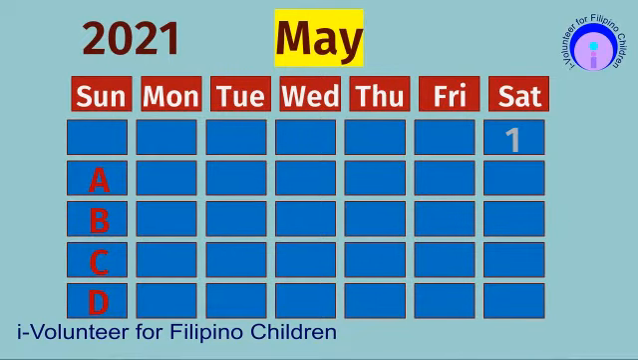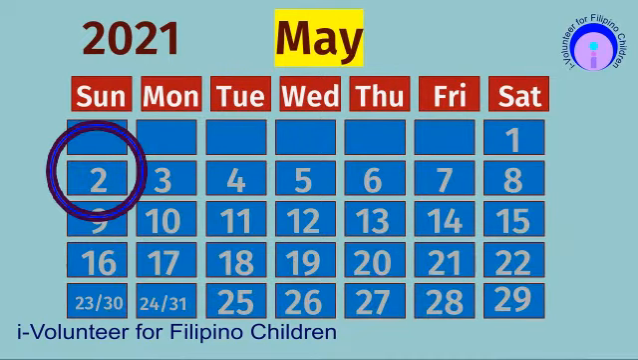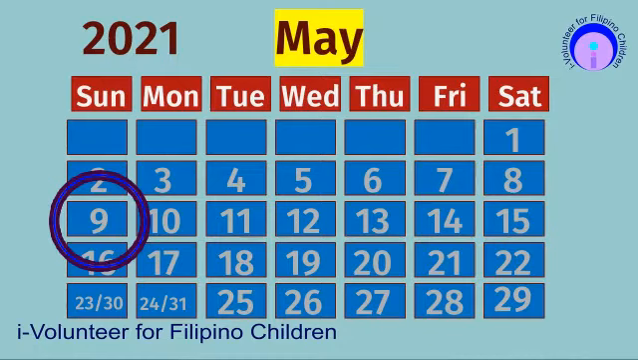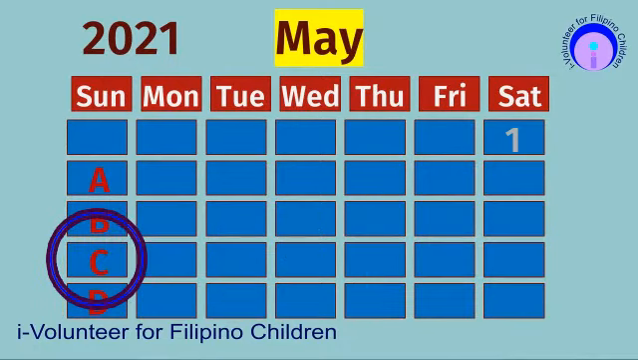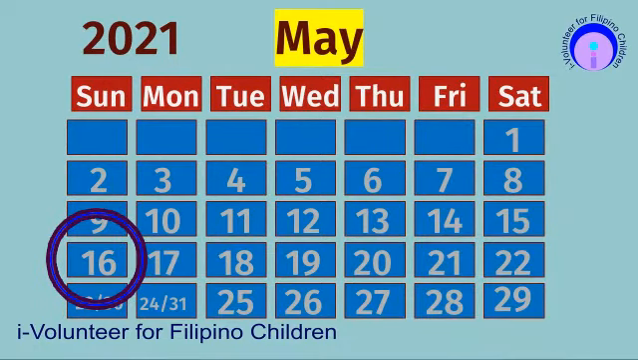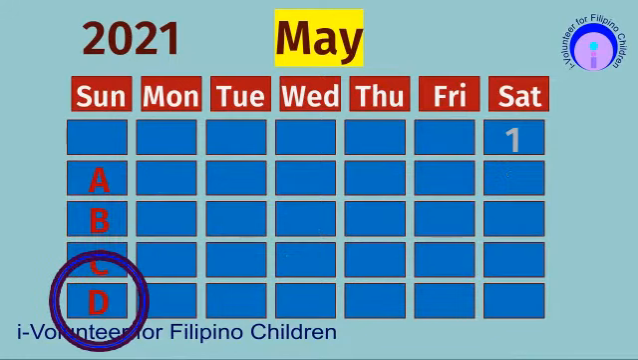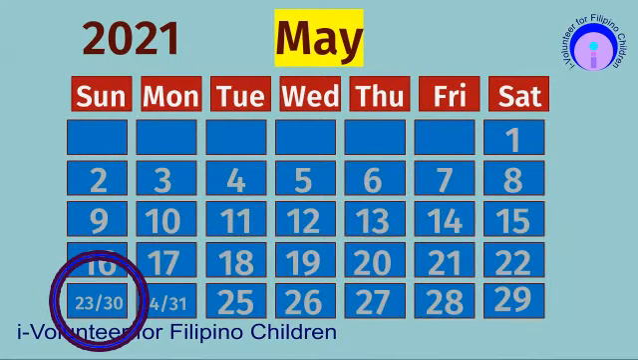Ano ang petsa sa letter A? May 2nd is correct. Letter B is 2 plus 7 is equal to 9. C is 9 plus 7 is equal to 16. Letter D is equal to 23.